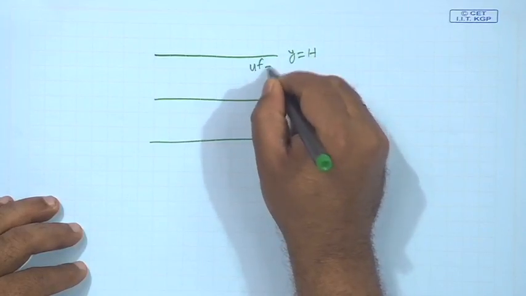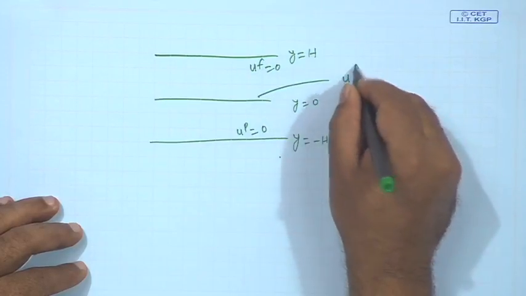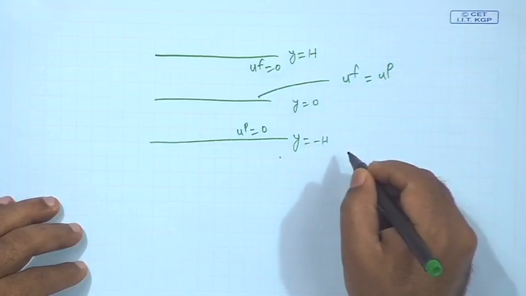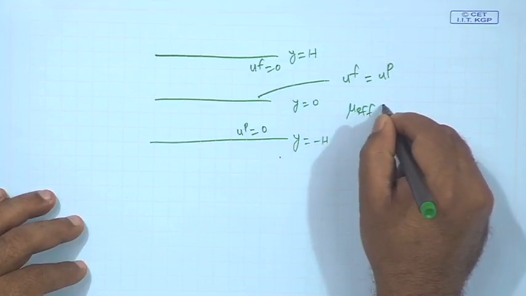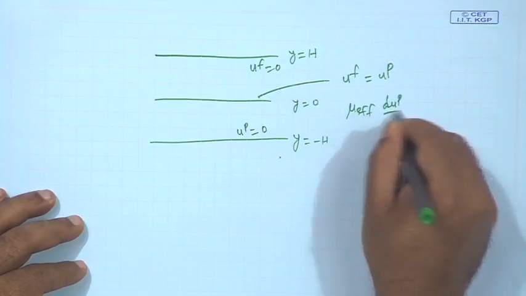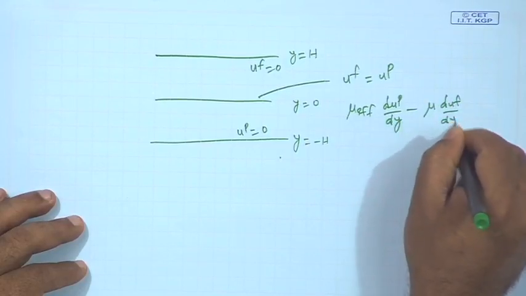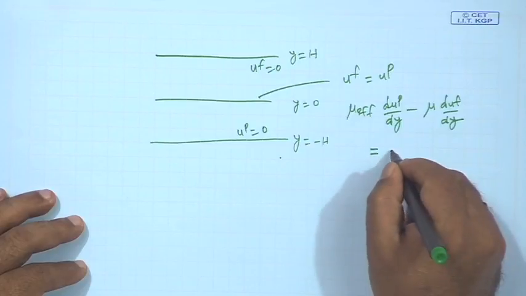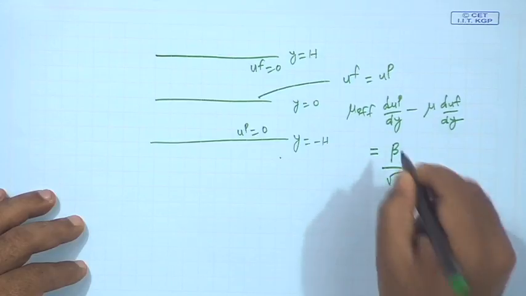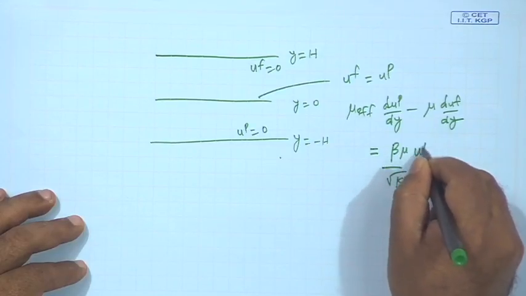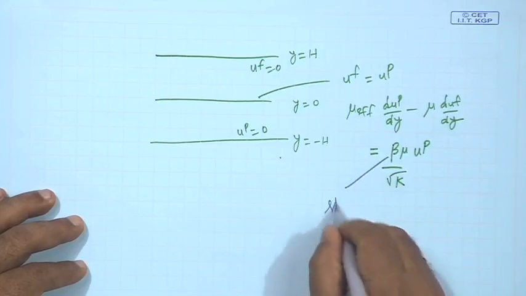Here uF is 0, here uP is 0, and uF equals uP is one of the conditions. Then the other condition is what is written: this must be equal to beta by root k, mu uP. Okay.